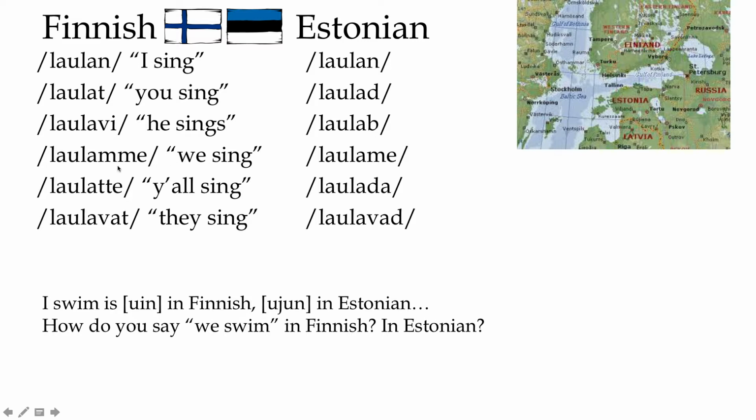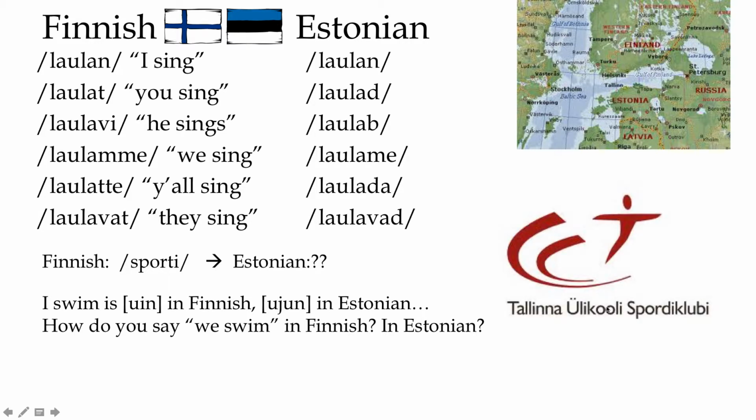2 m's and an e, meh, is just 1 m, e, meh. 2 t's and e, te, becomes 1, da. And vat becomes vad. Again, we see this correspondence that what's a t in Finnish can be a d in Estonian. What's a v in Finnish is a b in Estonian, at least at the end here. So I might want to make some predictions. If I know that the Finnish word for sport is sportti, what might the Estonian word for sport be? So here I have 1 t becomes a d. I might make a guess that it's spordi, and that's actually true.